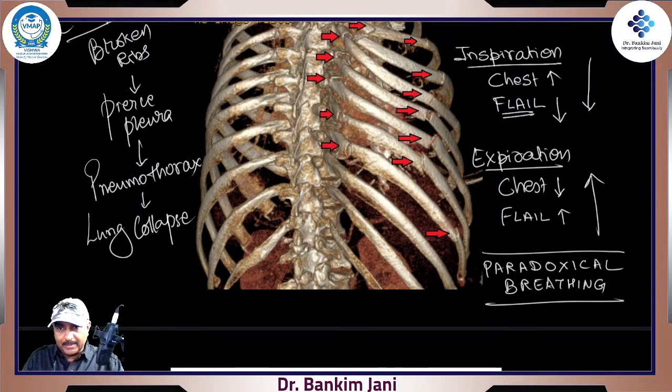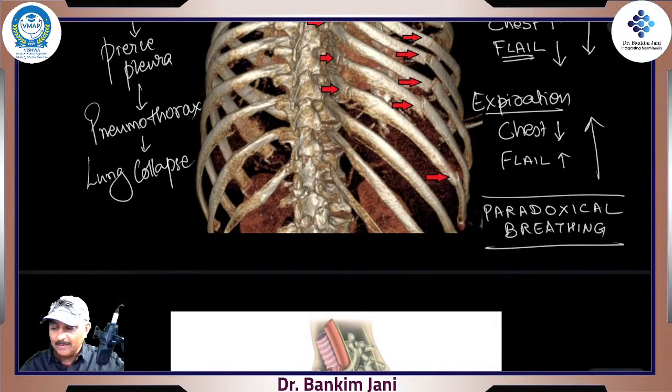And during expiration, when the chest should go down, this broken piece will remain there, so it will appear as bulging. This is paradoxical breathing. But remember one thing from the clinical point of view: sometimes there is flail chest, but you still don't see the paradoxical breathing if the patient has come in a very early stage. So this is a bit of a late sign, but if it is present, be alert.